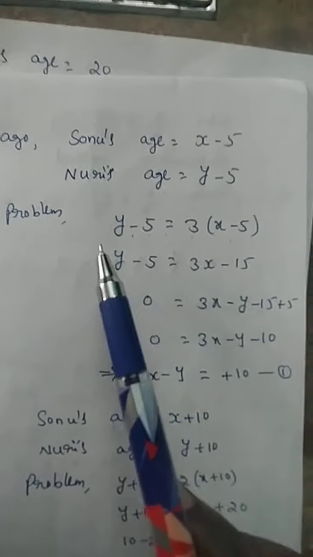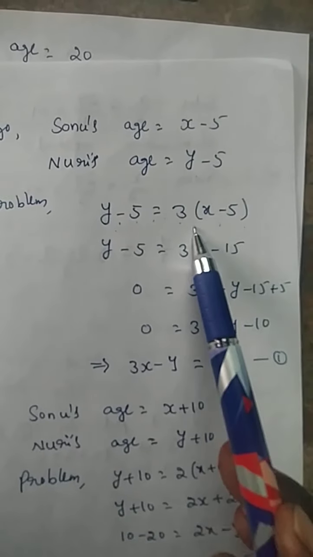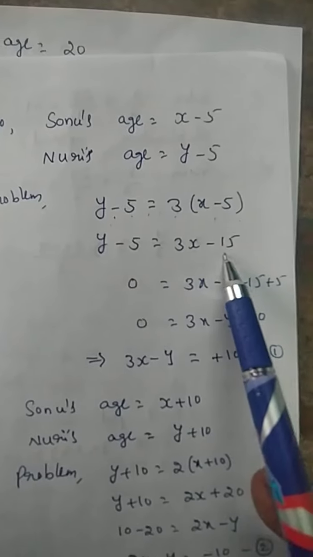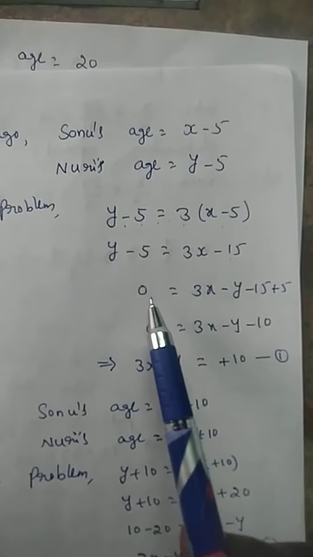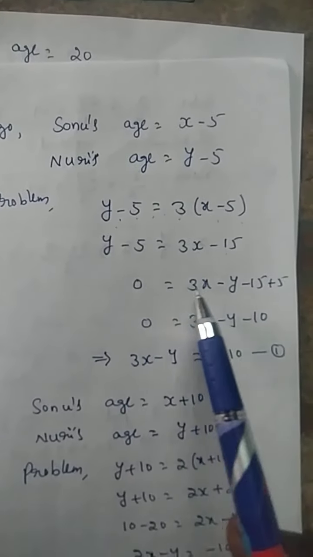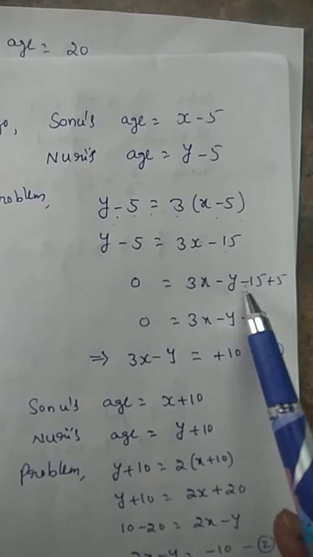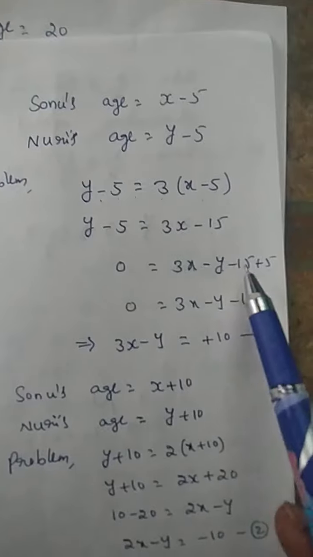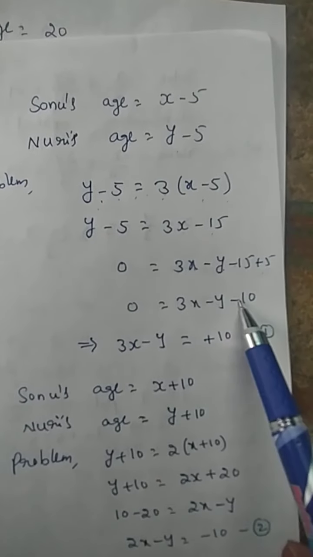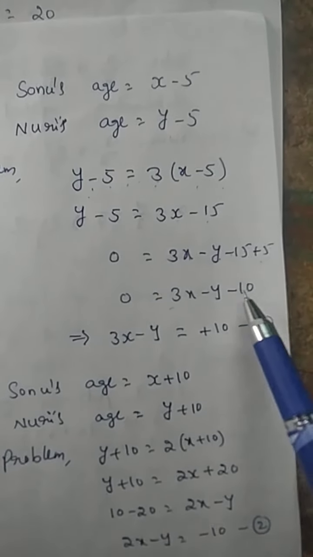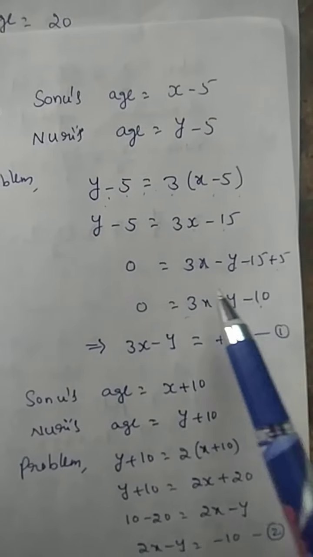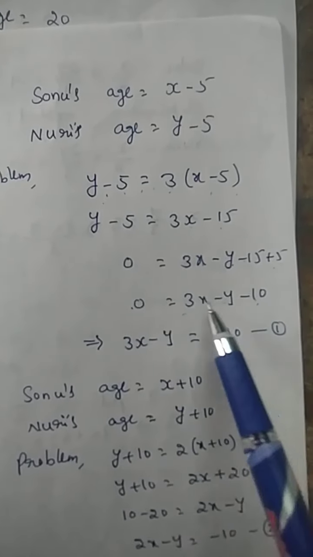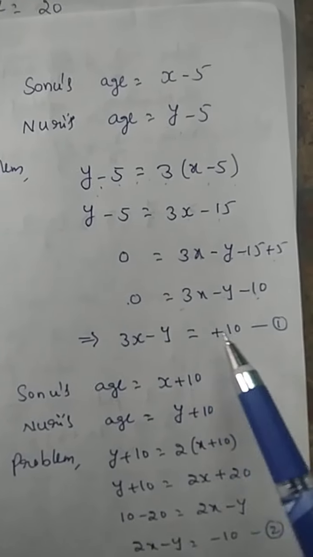Now y minus 5 is equal to 3 into x, 3x, and 3 into minus 5, minus 15. All the values are transposed to that side, so that zero is the balance here. 3x, plus 5 changed to minus y, minus 15, minus 5 changed to plus 5. So minus 15 plus 5 is minus 10 only. 3x minus y minus 10. Now the minus 10 is transposed to that side as plus 10. Then the balance is 3x minus y is equal to 10.